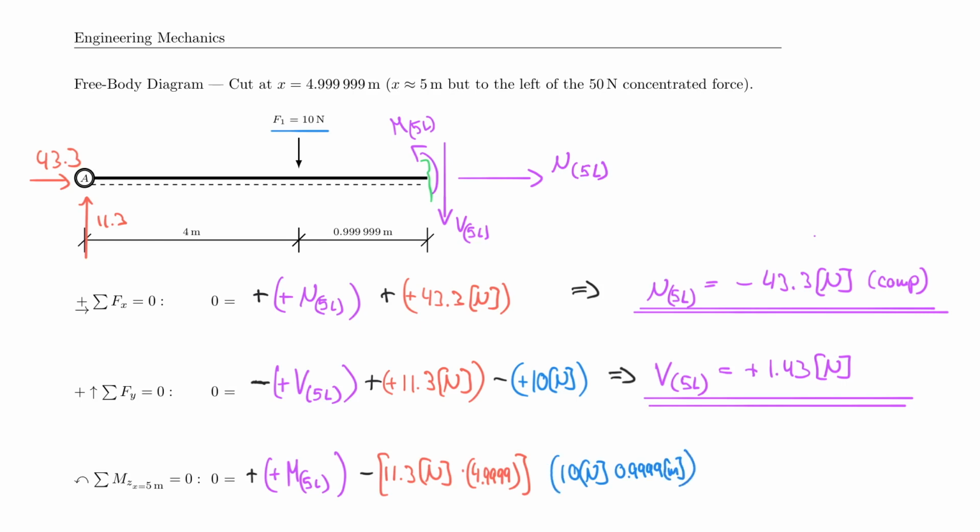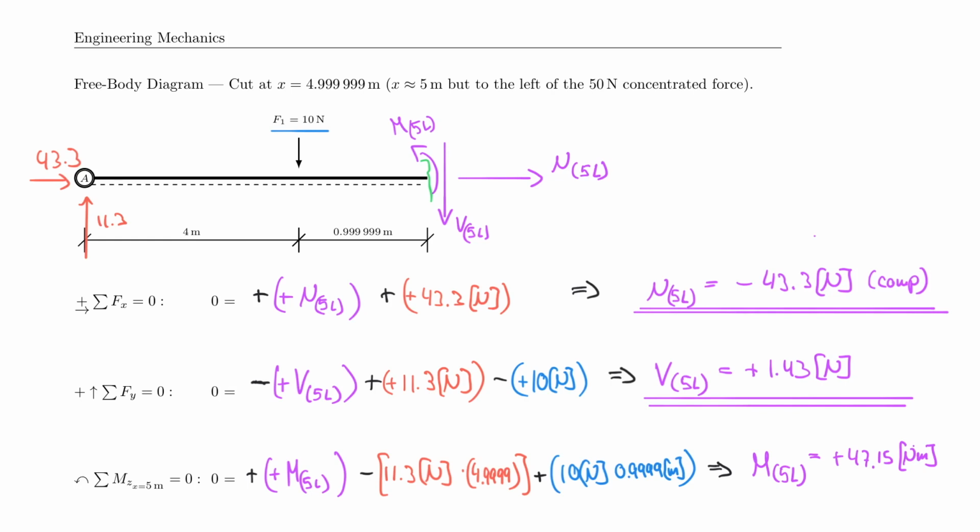And that also needs a rotational sense. In this case, it rotates about this point, which then means counterclockwise rotation. Therefore, it's positive. And now I can solve for my moment at 5 to the left, which comes out to be equal to 47.15. So plus 47.15 Newton meter.